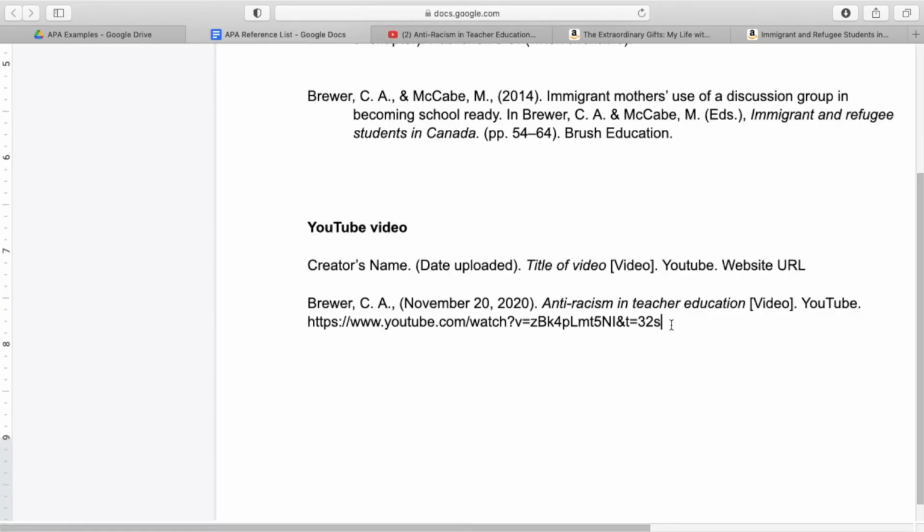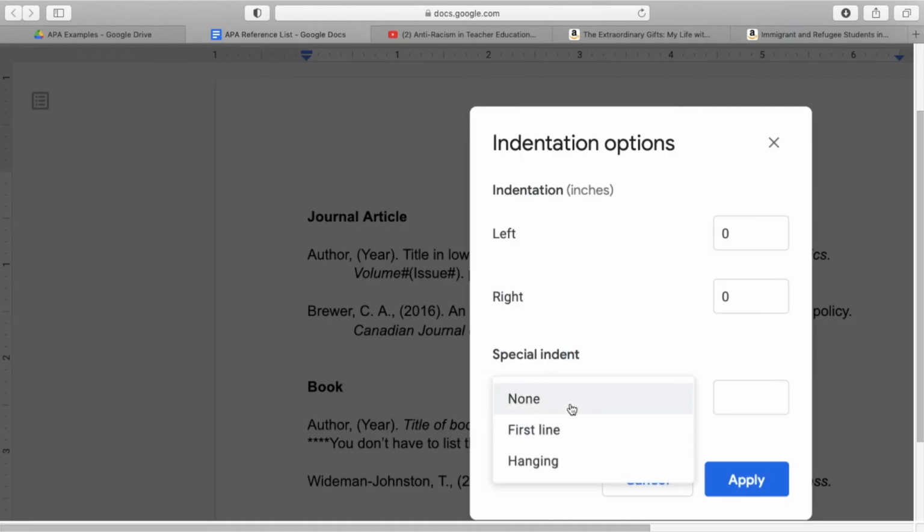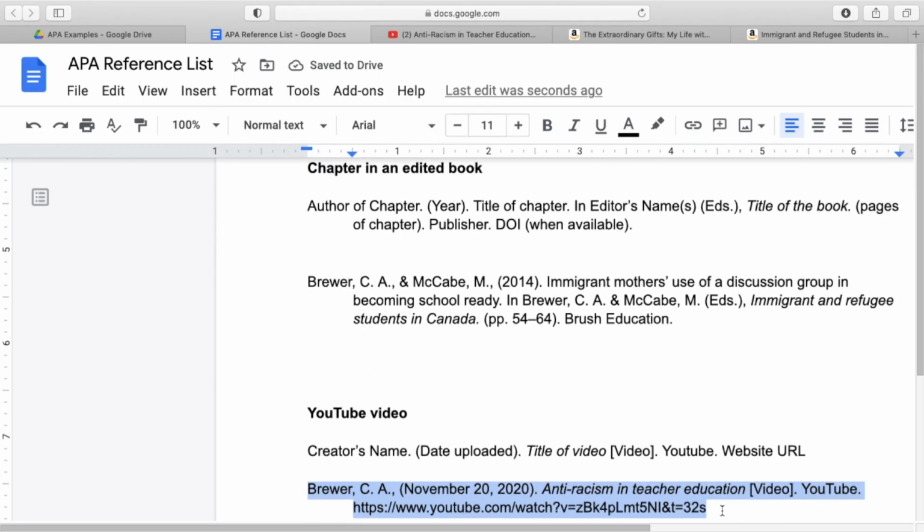APA 7th lets you hyperlink. APA 6th wasn't big on the hyperlinks. APA 7th prefers that you hyperlink.